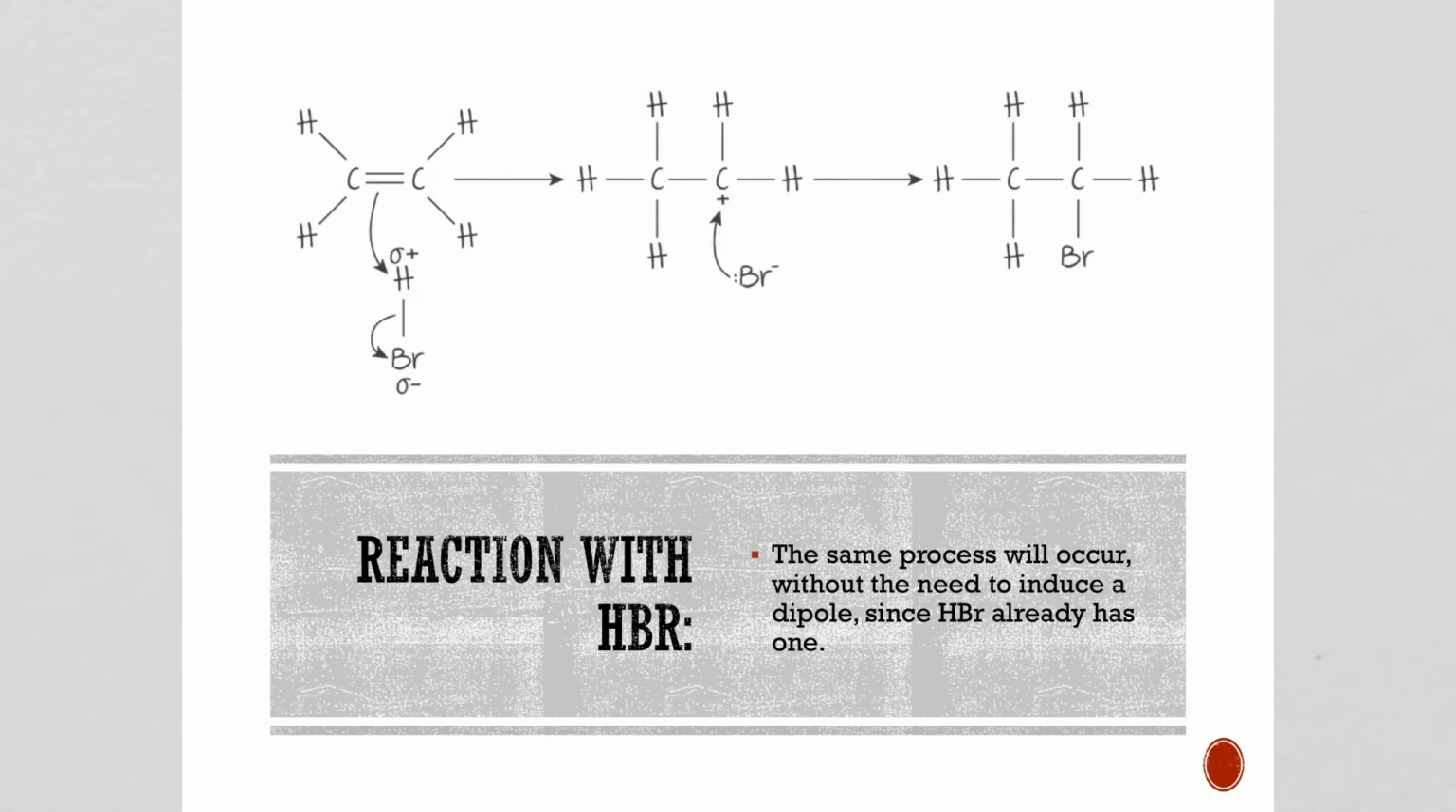Now the same process will occur with hydrogen bromide, but this time, because there's already an electronegativity difference between hydrogen and bromine, hydrogen has the positive dipole, so it will first react and replace the pair of electrons, and then the bromide ion would then come in and bond as well. So we don't have to induce the dipole this time because hydrogen bromide already has one.